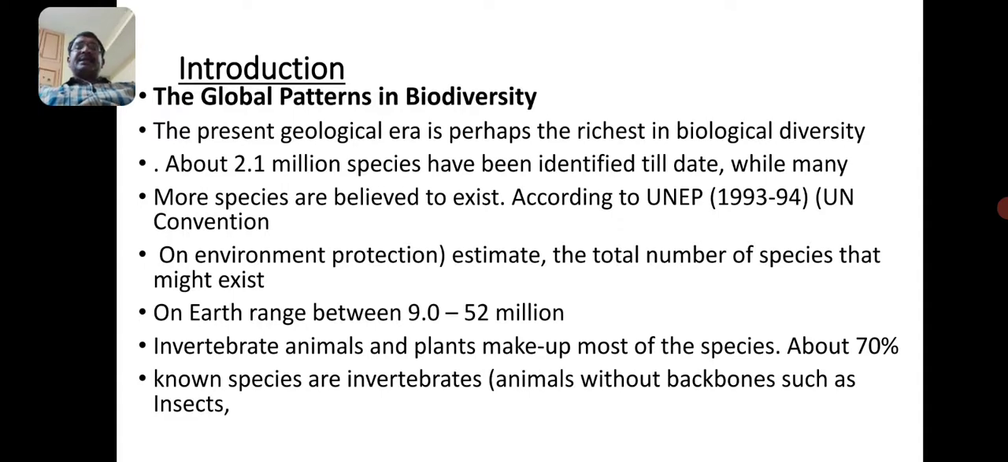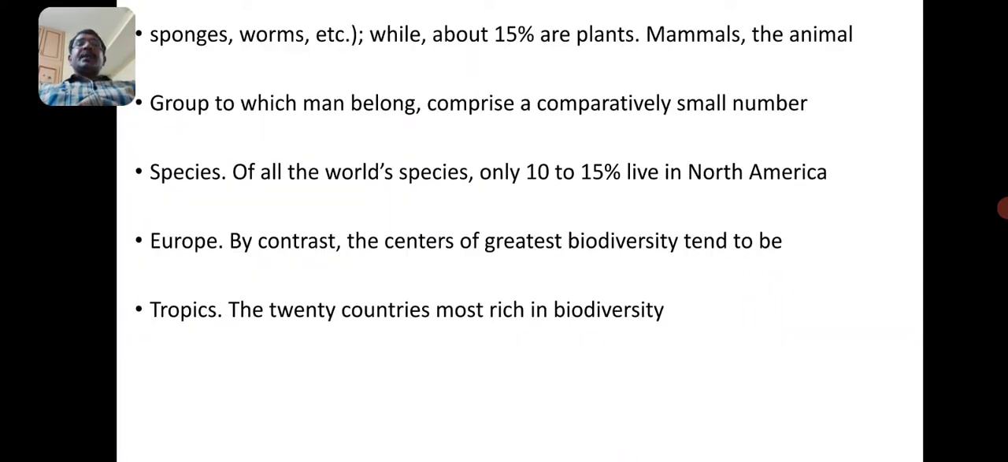On Earth the range is nearly 9 to 52 million. Invertebrates, animals, and plants make up most of the species. About 70% of known species are invertebrates, animals without backbones, such as insects, sponges, and worms, while about 15% are plants. Mammals, the group to which man belongs, are a comparatively small number.